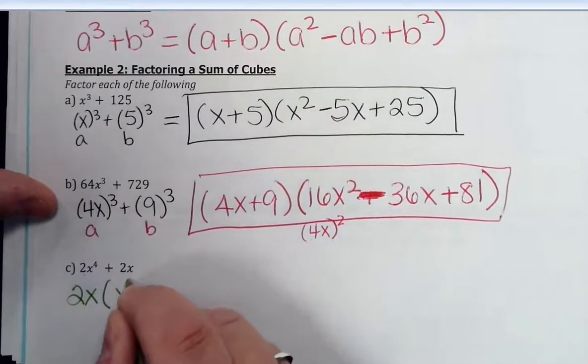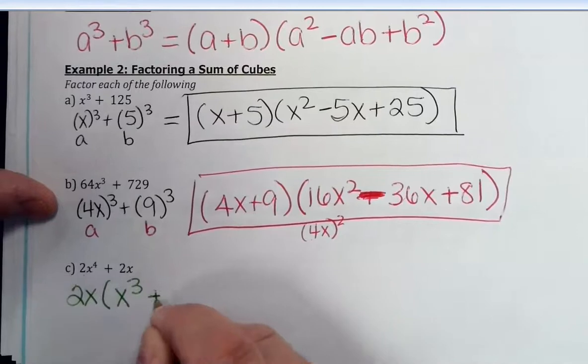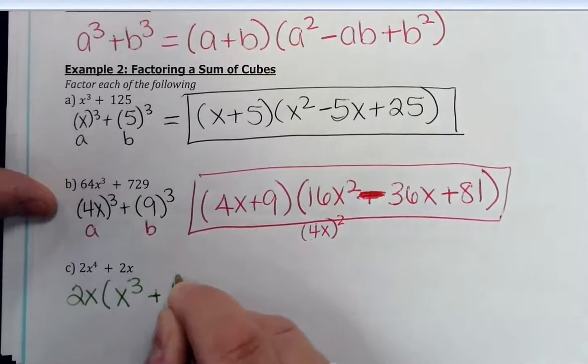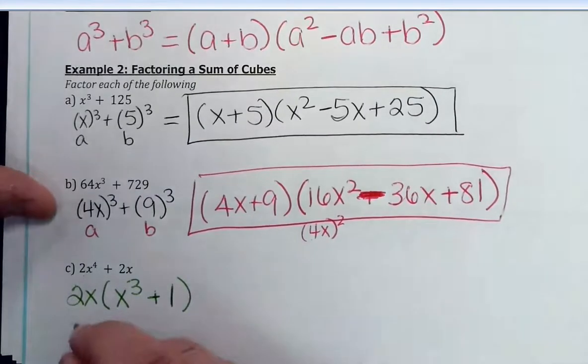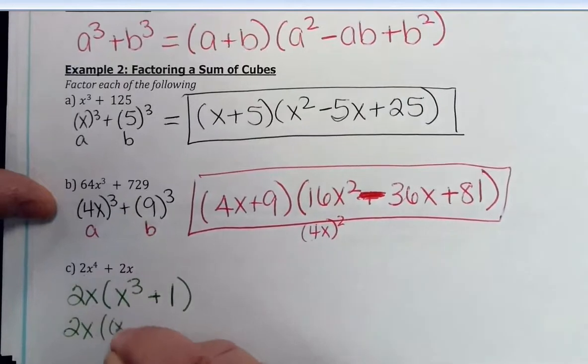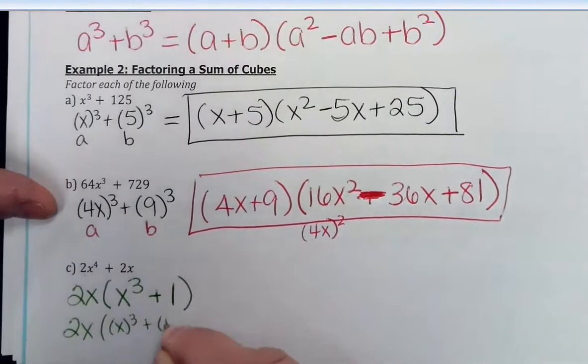Left over, I've got x to the third plus, this would just be 1. Now this throws people off all the time. But 1 to the third power is actually 1, so this is a sum of cubes here. So keep that 2x out in front. This is x to the third plus 1 to the third.